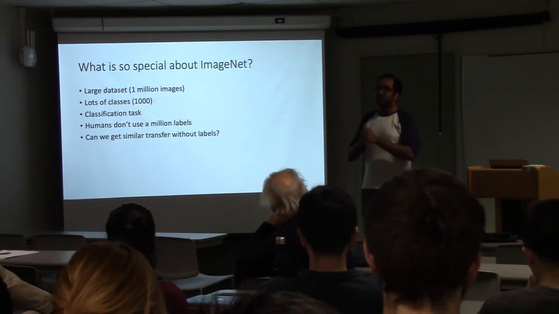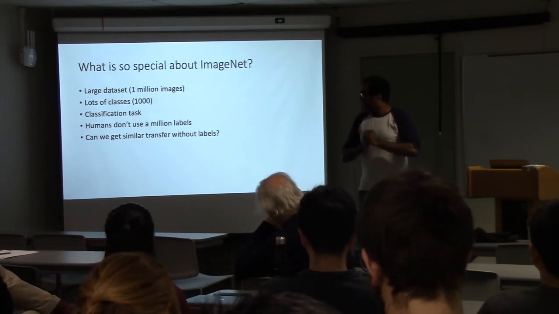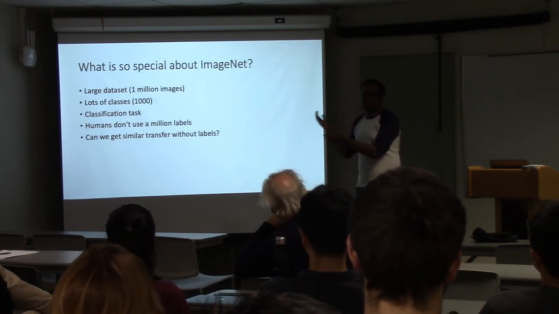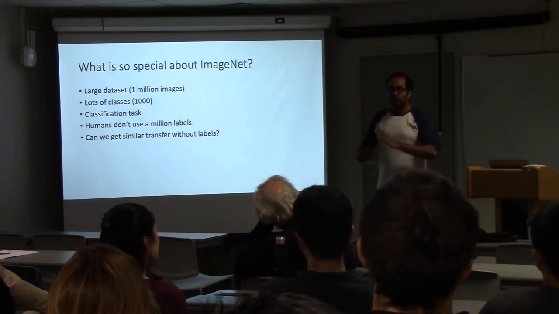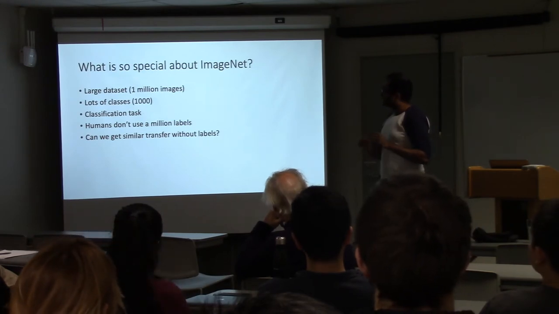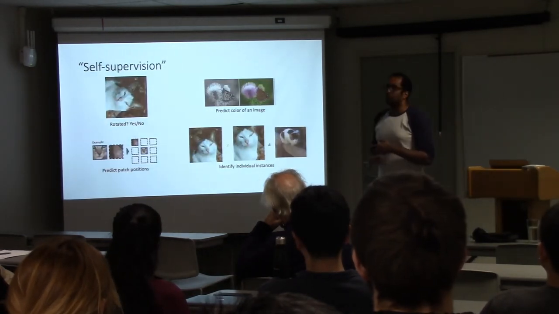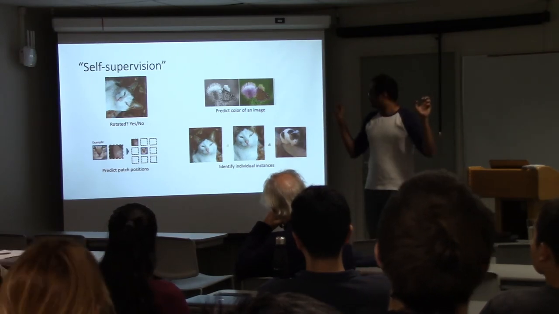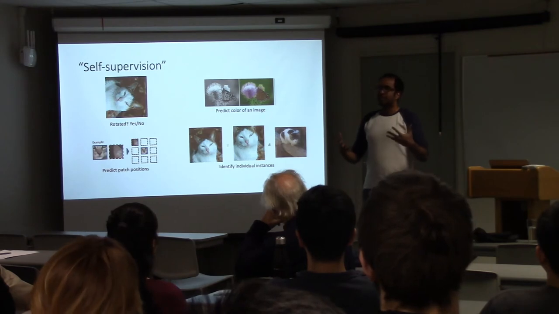If you want a similar kind of strategy for, let's say, satellite imagery, or for recognizing radiology images, we can't replicate this. So one of the questions is, can we get similar transfer without labels? Can we learn a feature representation that's useful for multiple tasks, but without using ImageNet labels? There's a class of techniques that people have proposed, often called self-supervision, where the idea is that you create labels out of the data using some heuristic procedure.